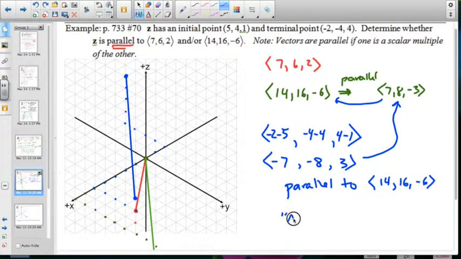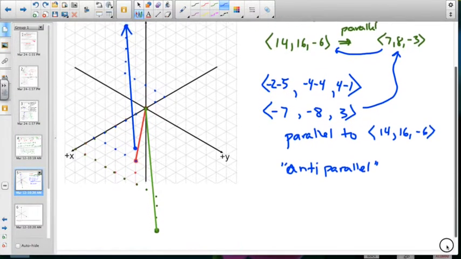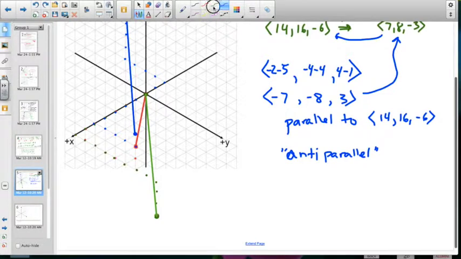Some people might call this anti-parallel because it's pointing in the opposite direction. It's 180 degrees out of sync or out of phase, so to speak. This is pointing this direction, and the green vector is pointing that direction. So some people might actually term this as anti-parallel, but the idea is that the scalar multiple is a -2. So that's what turned that vector around.